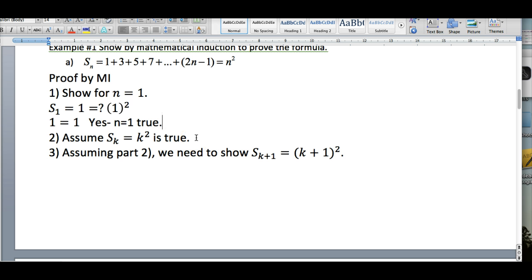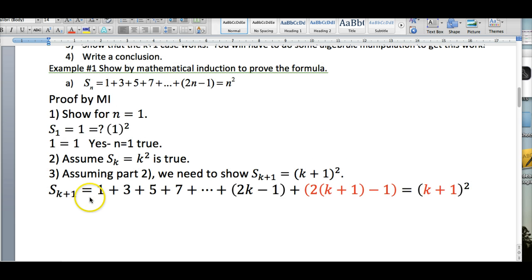So by the assumption in part 2, we need to show that the sum for the k plus 1 term is equal to k plus 1 quantity squared. So in other words, I'm taking this n and I'm replacing it with this next term. So here's the tricky part. What happens is I have a sequence 1, 3, 5, 7, and 2k minus 1. I'm doing it in k now.